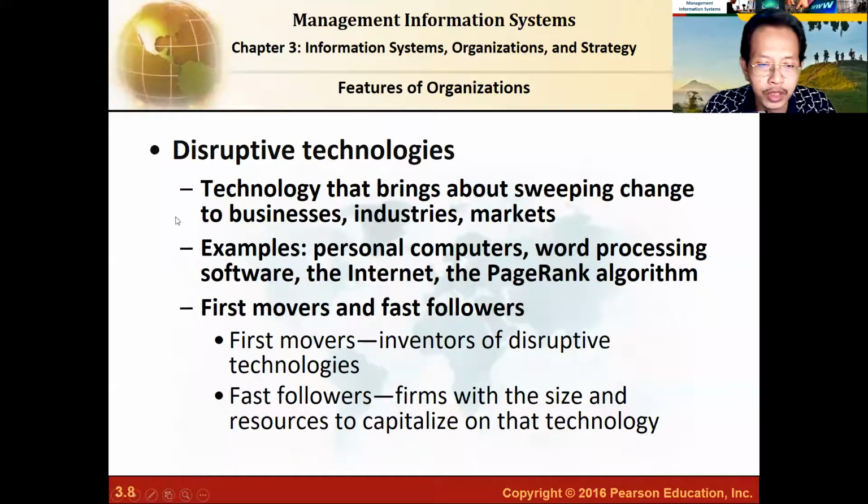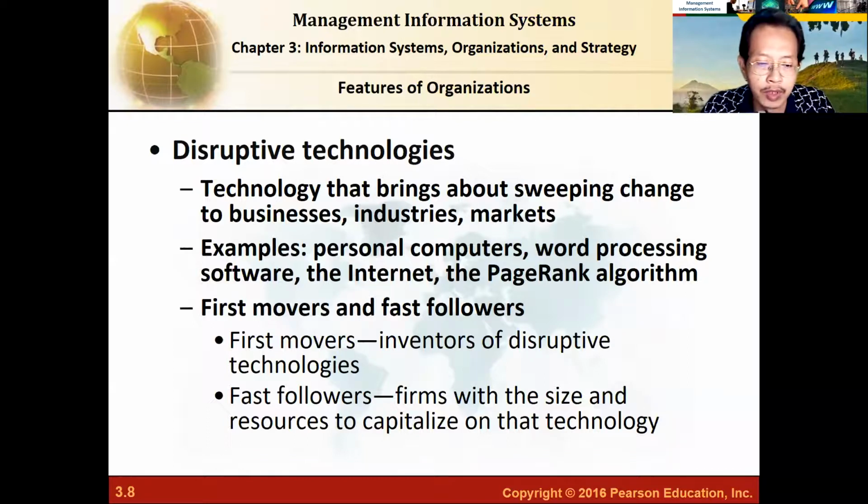And because of disruptive technologies, there are always first movers and fast followers. The first movers would be the inventors of the technology. For instance, Grab or Gojek, or Amazon, one of the first companies that use new technology, and it changes the landscape. It changes how people buy things, how people order transportation.